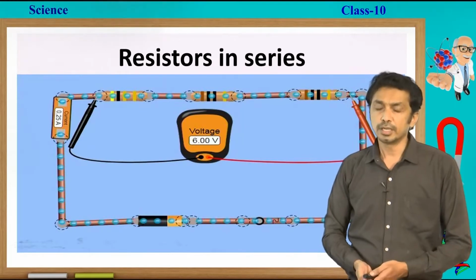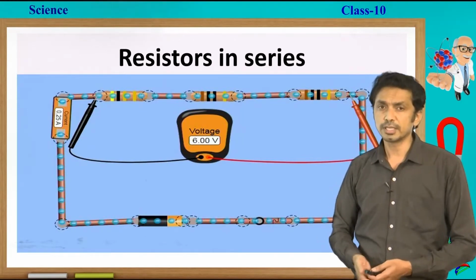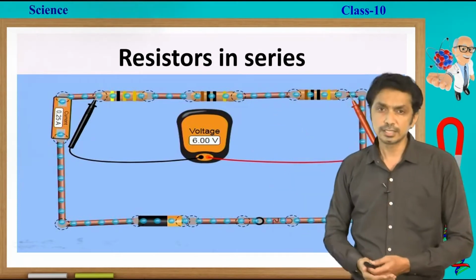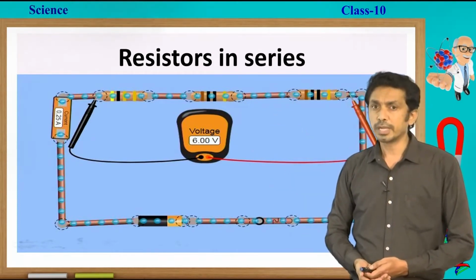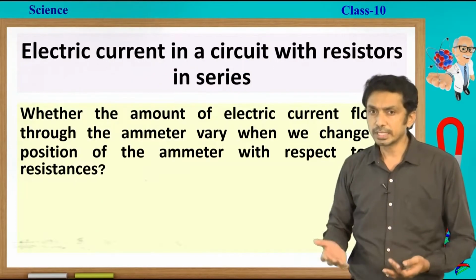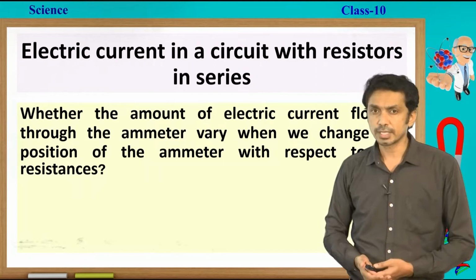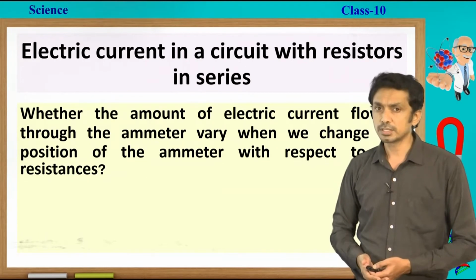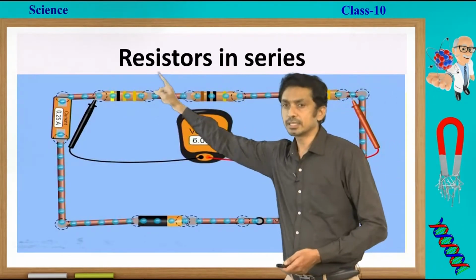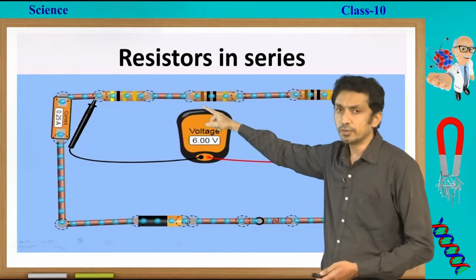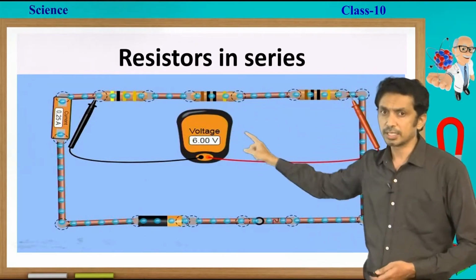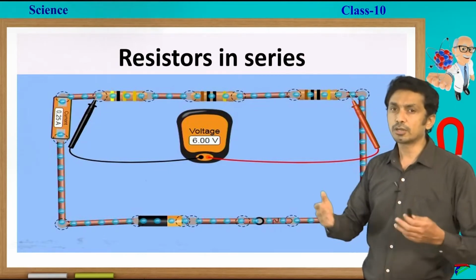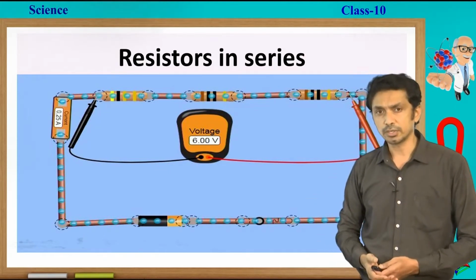Yes, children, here in this diagram you are seeing that the resistors are connected in series, right? Now, my question to you is whether when we connect the electrical components in series, the amount of current that flows through each resistor will vary. So, my question is whether this resistor, when compared to these two resistors, will allow the same amount of current to be recorded in the ammeter, or a different amount of electric current will be recorded.